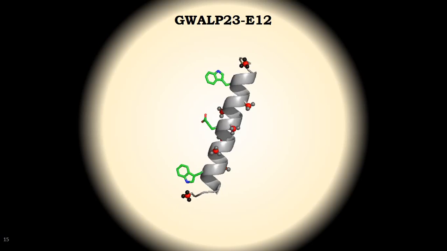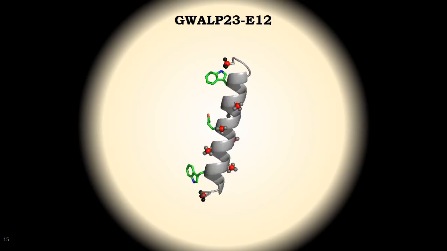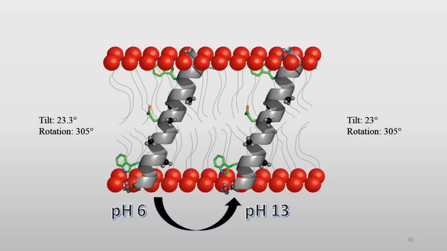For the case of GWALP23 E12, when the pH is raised from 6 to 13 in the DLPC ether bilayers, there are no observed changes in the peptide orientation, and furthermore, we don't observe any changes in helix frame either. This suggests that the glutamic acid residue does not titrate at this position, even at a higher pH, and may have a pKa that's higher than 13.